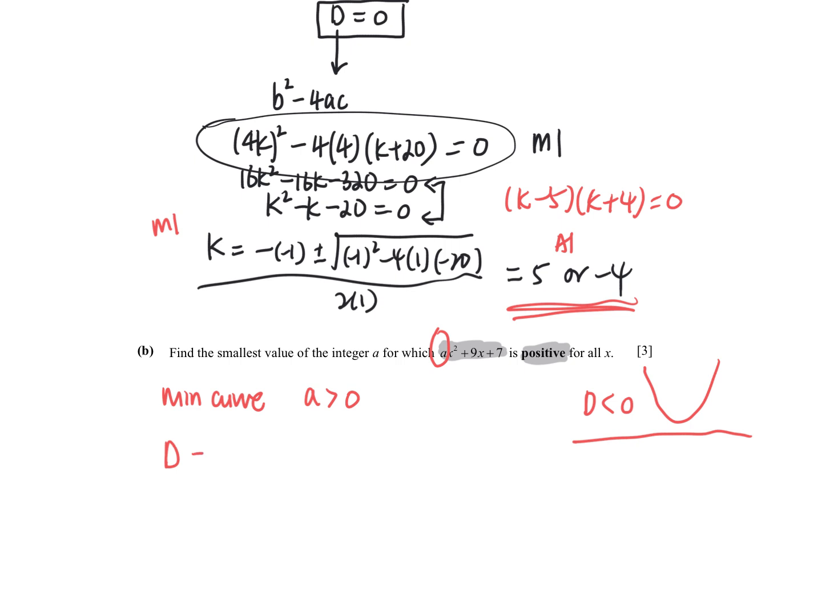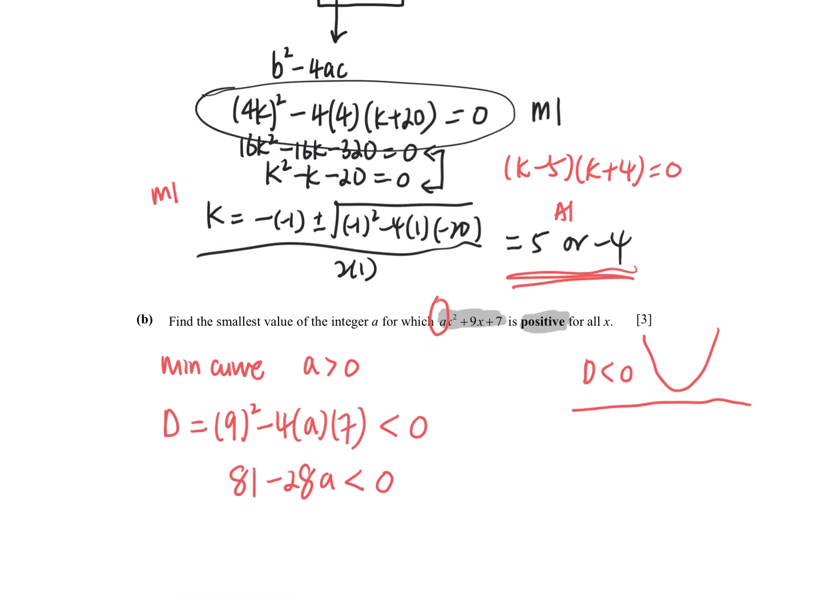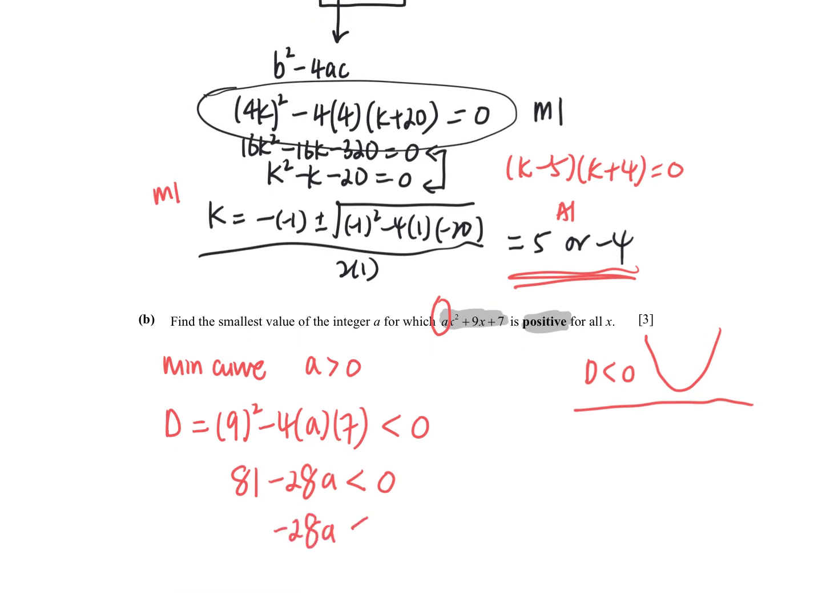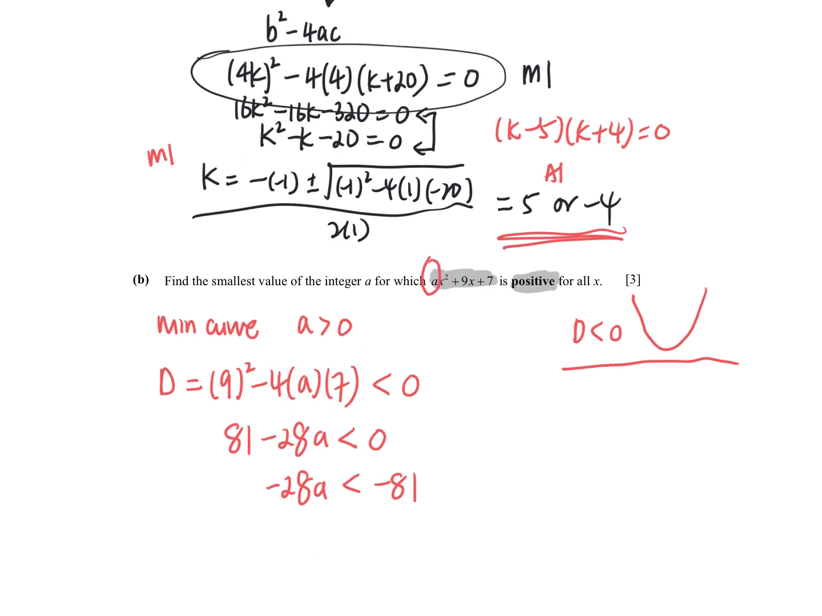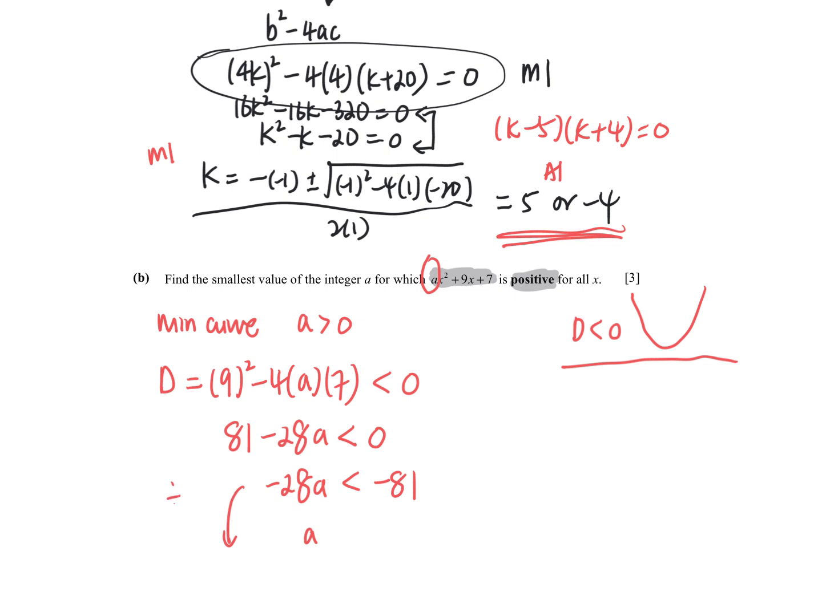So discriminant is b squared minus 4ac. It must be less than 0. So 81 minus 28a. You can keep the 28a here if you prefer. Some of you did that, but when you bring your 81 over, you never change it to negative. Okay, but some of you brought the negative 28 over and made it positive. That's also fine. So if you divide by negative 28 on both sides, remember to flip the sign. And then you get this.